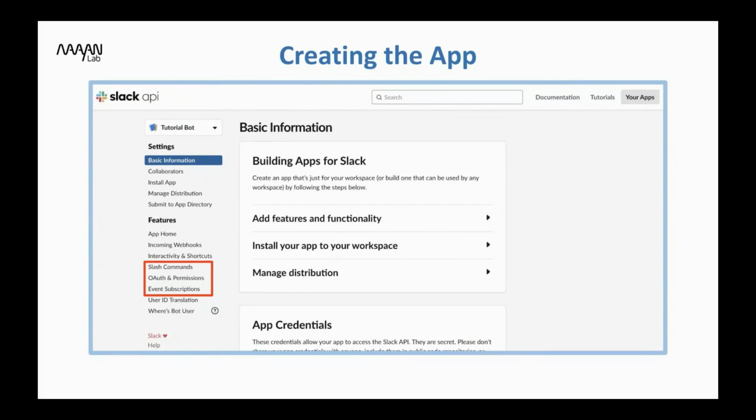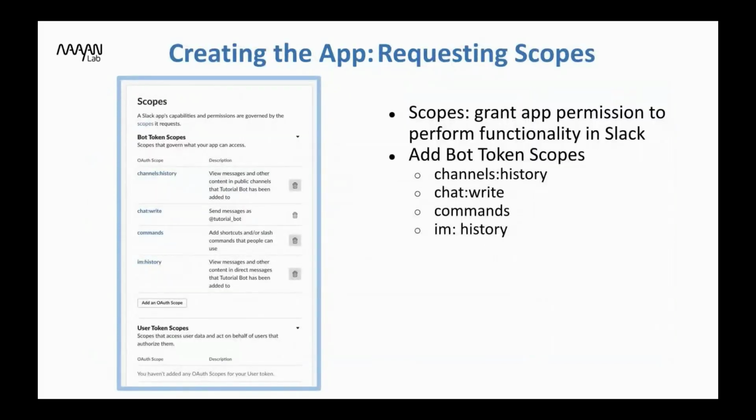So in order to start configuring our app, we have to decide what we want it to be able to do. And to do this, we're going to go to the OAuth and permissions section. And after you click on that, you're going to want to scroll down where you're going to find the scope section. So scopes are essentially what give your app permission to perform functionality in your Slack workspace.